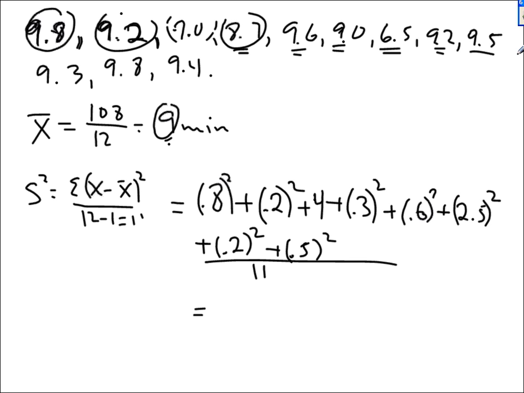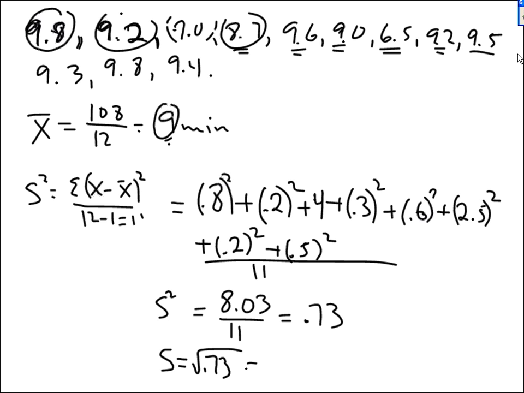And if I added up the top correctly and I divide by 11, I get 0.73. Okay, that is s squared. The standard deviation is the square root of 0.73, which is 0.84, approximately.